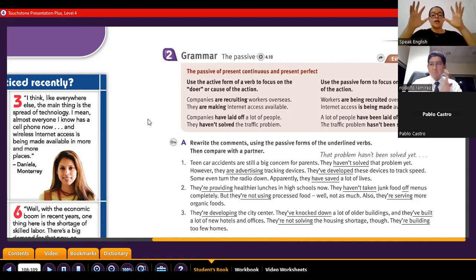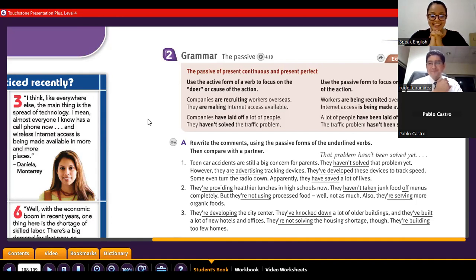Okay, so let's make a review of the passive voice. Can you tell me what is the difference between the active voice and the passive voice? Do you want to try, Pablo, or?